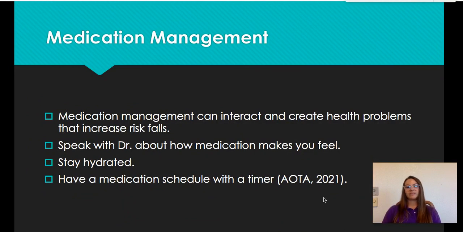Another important factor for fall prevention is medication management. So often, if you're taking more than one medicine, it can interact and create health problems that can increase your fall risk. So you can get nausea, you can get dizzy, it can be hard to walk, hard to focus, and this can increase the risk of falls.